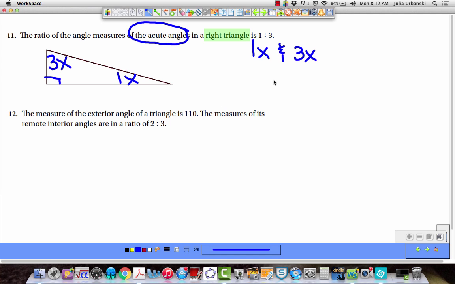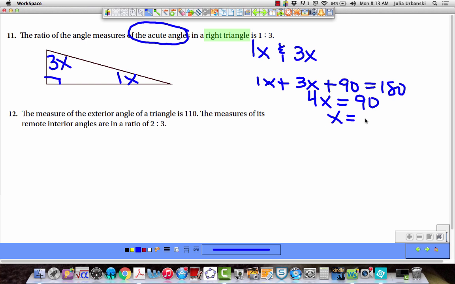So all you do is say 1x plus 3x plus 90 makes 180. 3 angles in a triangle make 180. And that's 4x equals 90, and what does that come to? Is it 22.5? 22.5. Double check my arithmetic early in the morning.